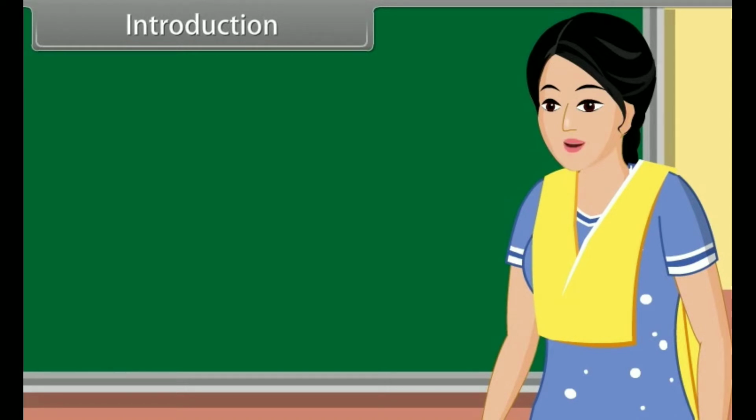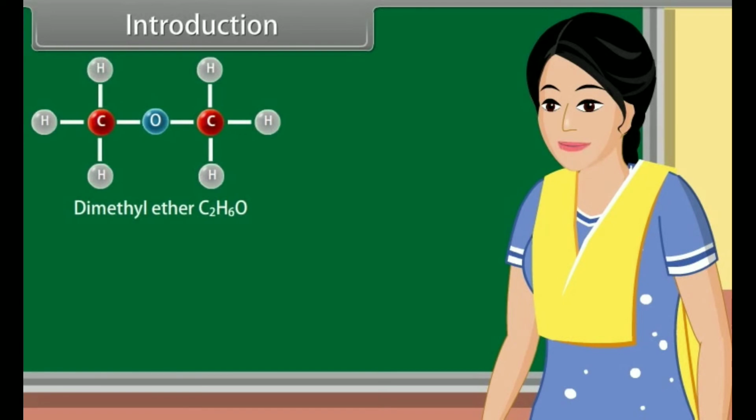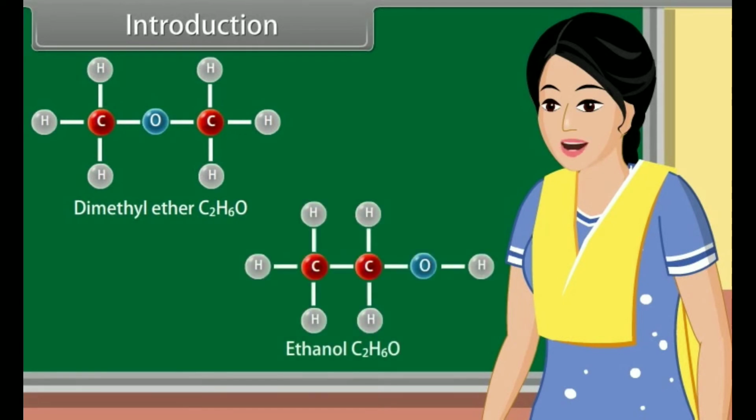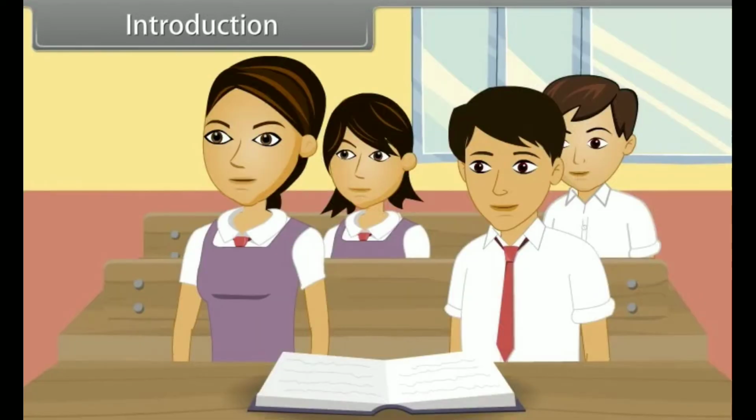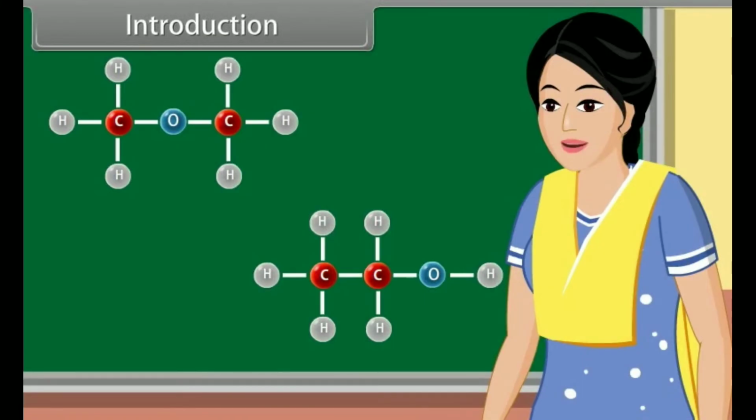The examples of isomers are dimethyl ether and ethanol. They have same molecular formula but different configuration. Teacher, what is reaction mechanism? Reaction mechanism is a sequence of steps during which chemical reactions occur. In this lesson, you will learn isomers and fundamental concepts in organic reaction mechanisms.